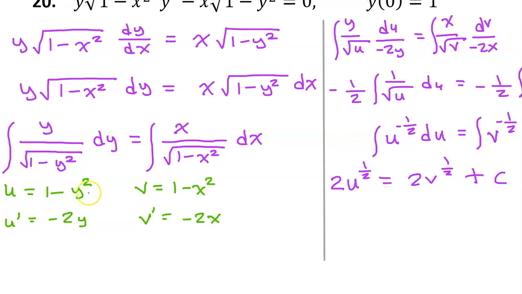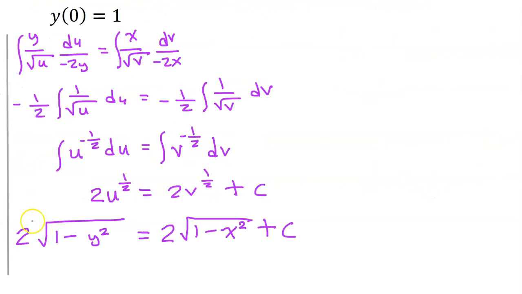Let's substitute 1 minus y squared back in for u and 1 minus x squared back in for v. This is a general solution to the differential equation. For a particular solution, we need to find the value of c using the initial condition. This means that when x is 0, y is 1.